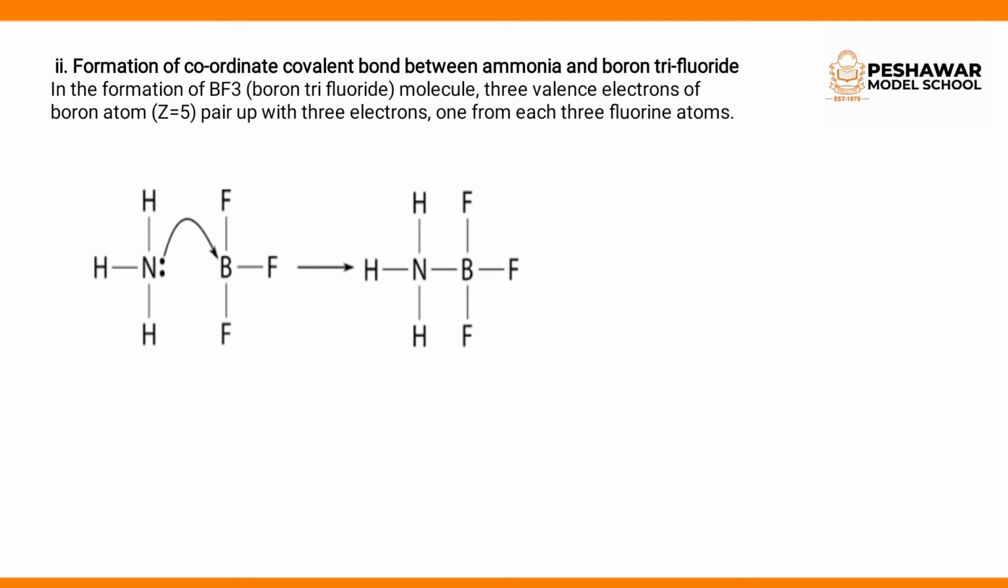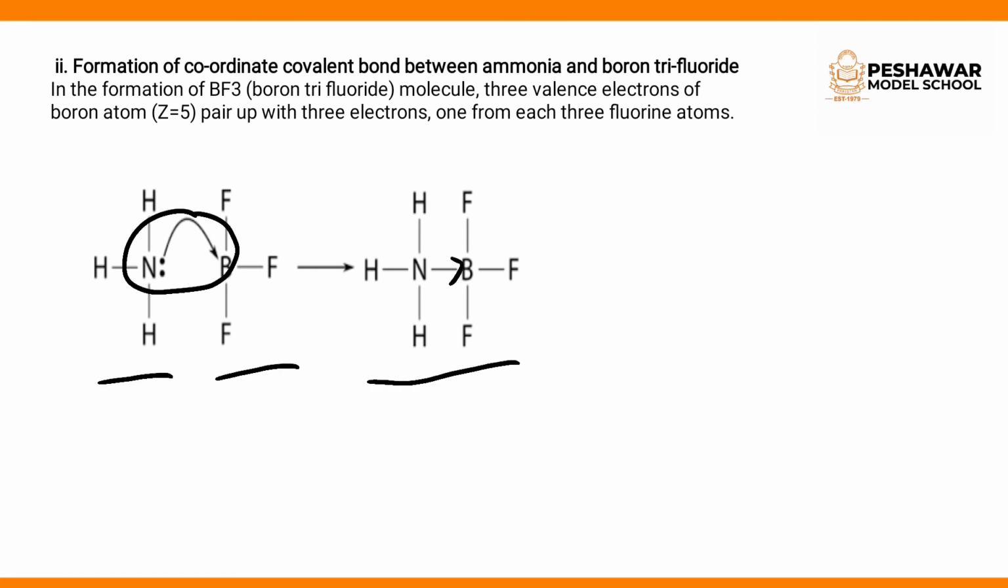Look at the second example: the formation of a coordinate covalent bond between ammonia and boron trifluoride. What happens? Boron is from group 3. It shares 3 electrons with the fluorine atoms, a total of 6 electrons. Now boron needs 2 more electrons to complete its valence shell, so what will ammonia do? Nitrogen will donate its 2 electrons to the boron trifluoride, and a coordinate covalent bond is formed between NH3 and BF3.